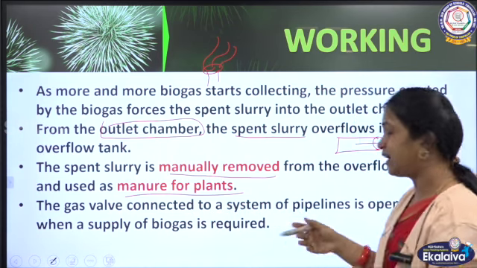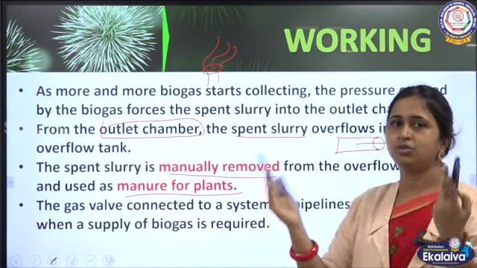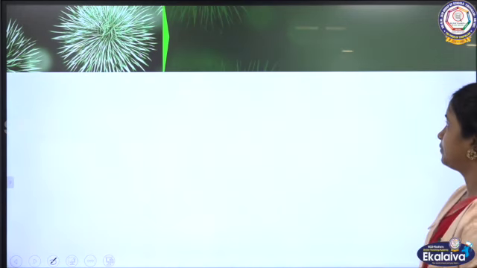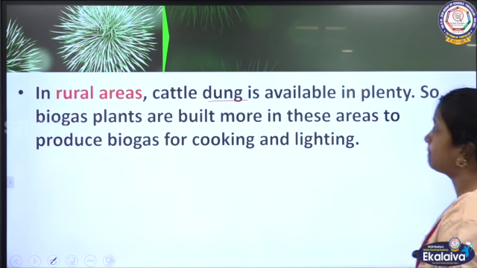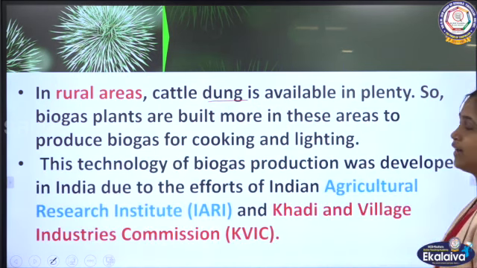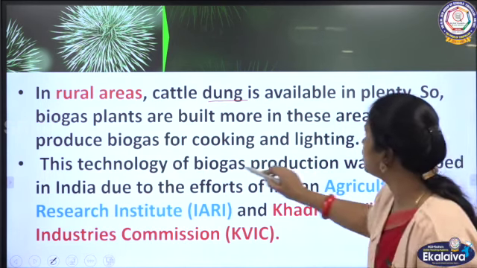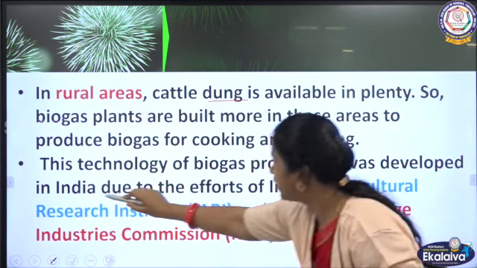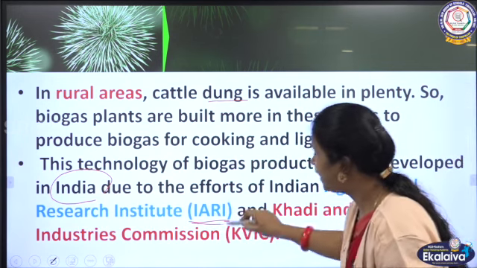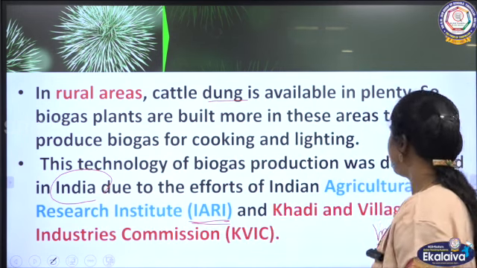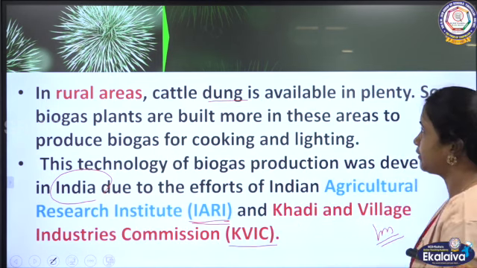The gas valve is connected, as I said, to different houses or places. They will have a storage system also for that. In rural areas, we use the dung, gobar gas, for cooking, lighting, etc. And use this abbreviation, another 1 mark question. This technology of biogas production was developed in India due to the efforts of the Indian Agriculture Research Institute, IARI, and the Khadi and Village Industry Commission, KVIC. This is another important question.